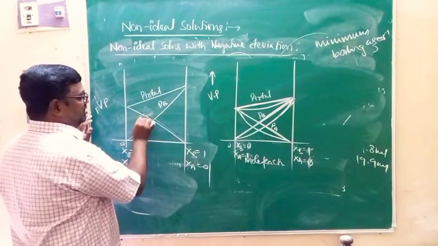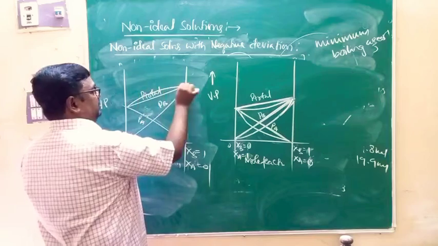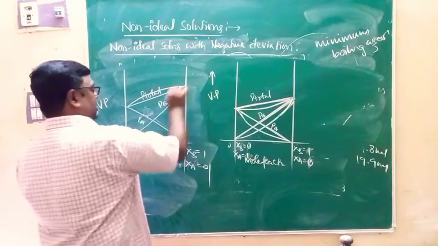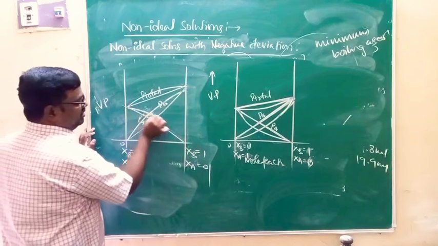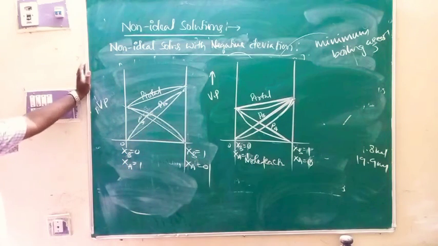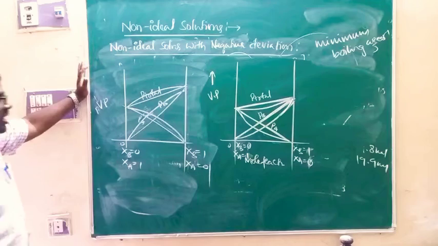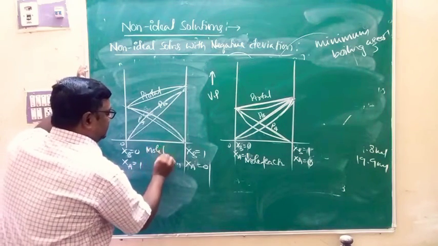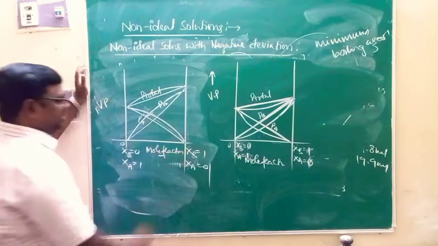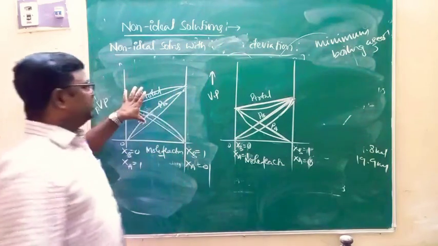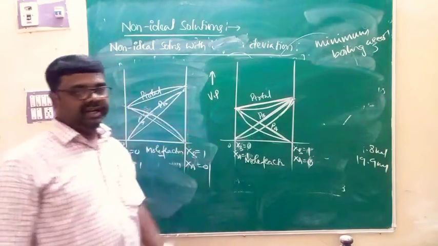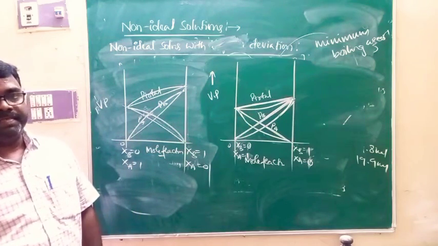Positive deviation means the vapor pressure increases. So this is positive deviation. This is Raoult's law. This is a graph of vapor pressure against mole fraction for a non-ideal solution showing positive deviation. For negative deviation, it will be the other way. Is that clear?